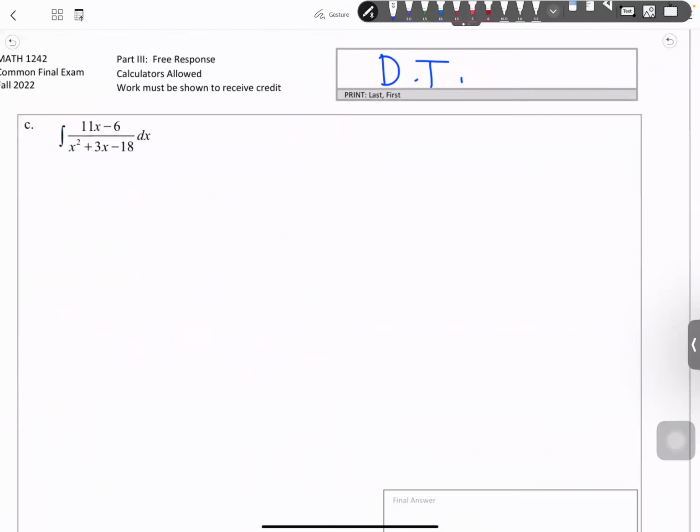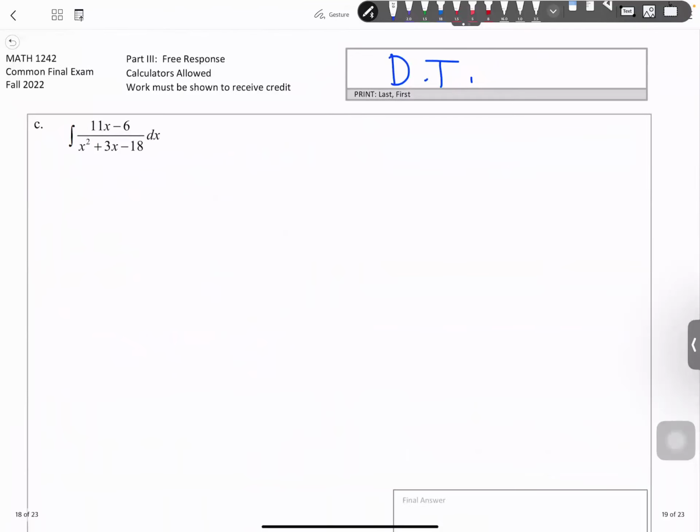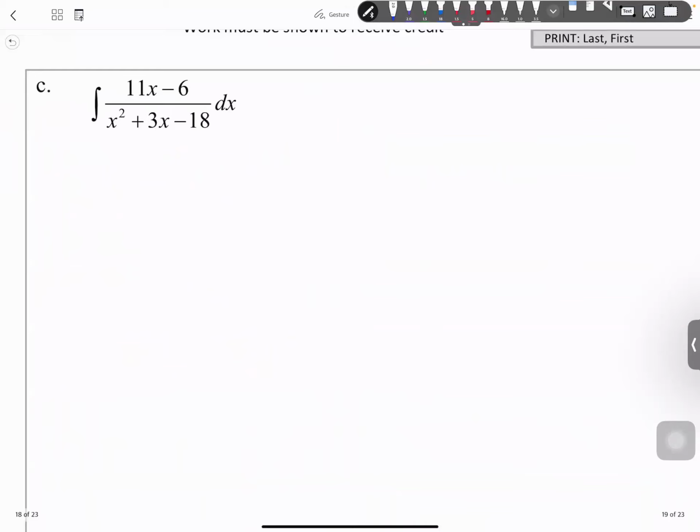Problem C, the integral of 11x minus 6 divided by x squared plus 3x minus 18. How do you think we're going to handle this problem? Partial fractions. This is a textbook partial fractions. So let's just do that first. I'm going to take the 11x minus 6 divided by x squared plus 3x minus 18. This factors very nicely into x plus 6, x minus 3.